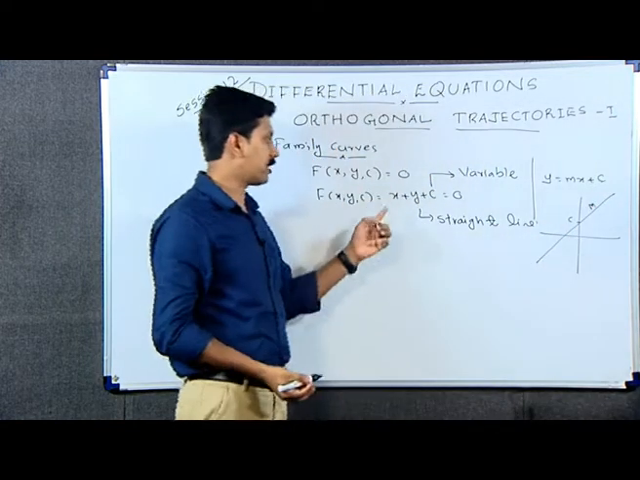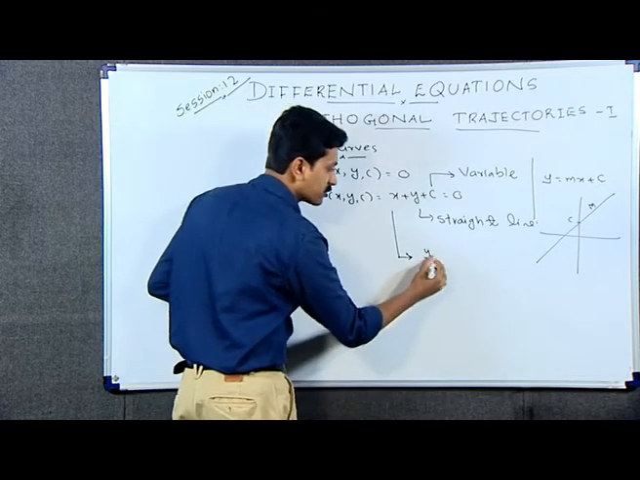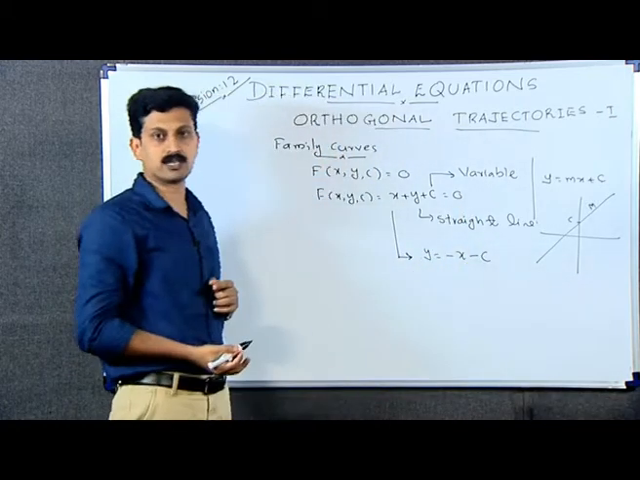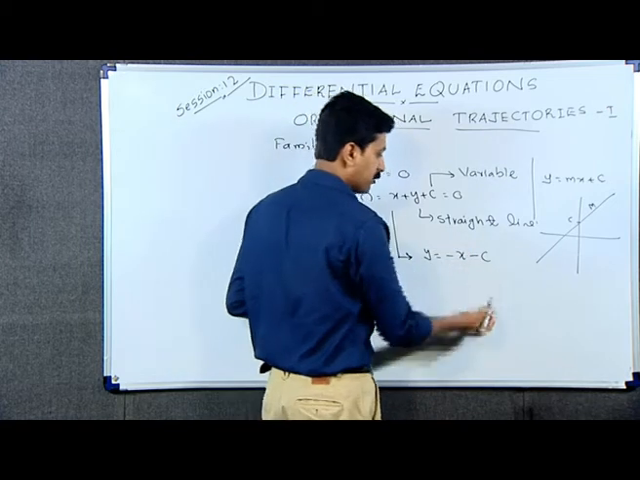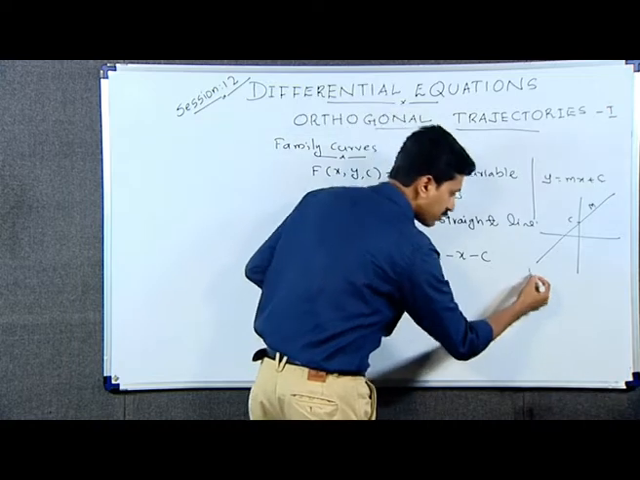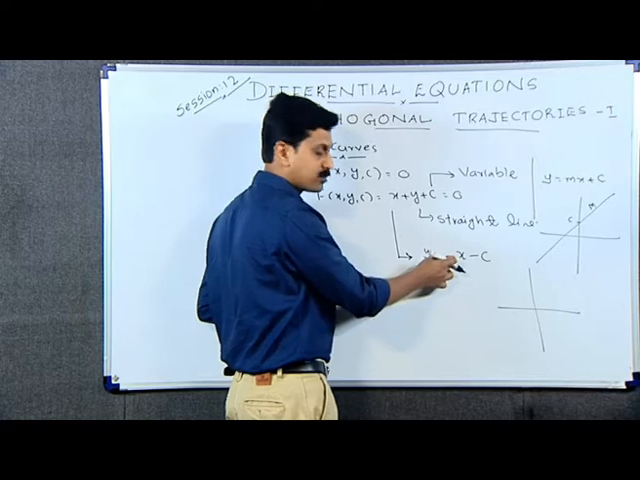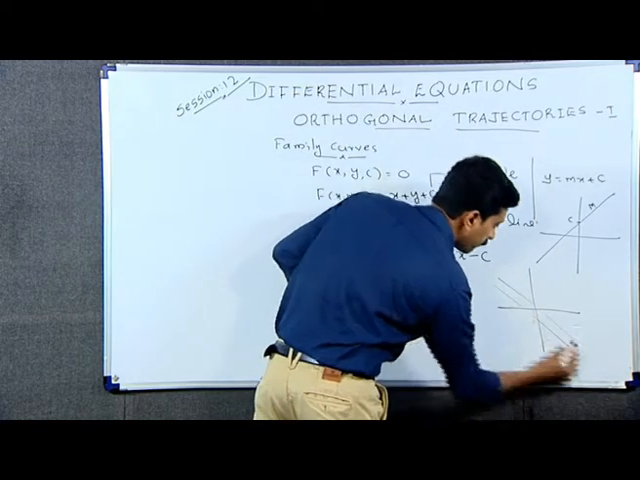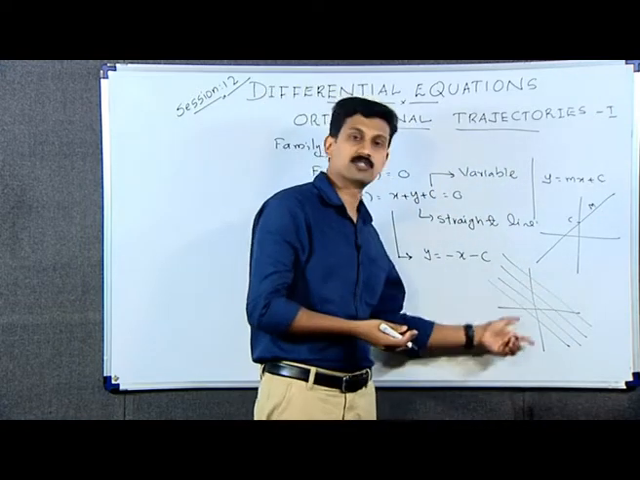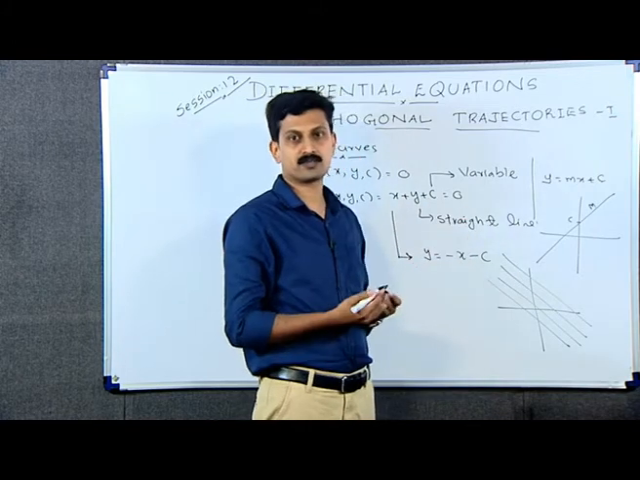Similarly, we have the set of straight lines y equal to minus x minus c. Based on the value of c, we decide the y intercept, and here the slope is negative 1. So with a negative slope, if we treat c as a variable, we will get a bunch of lines, a system or collection of lines, which is the family of curves.